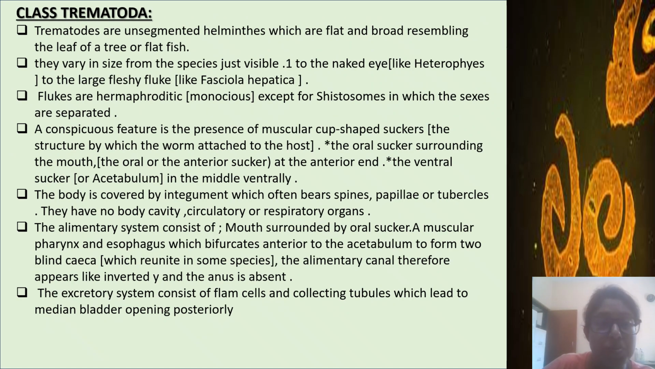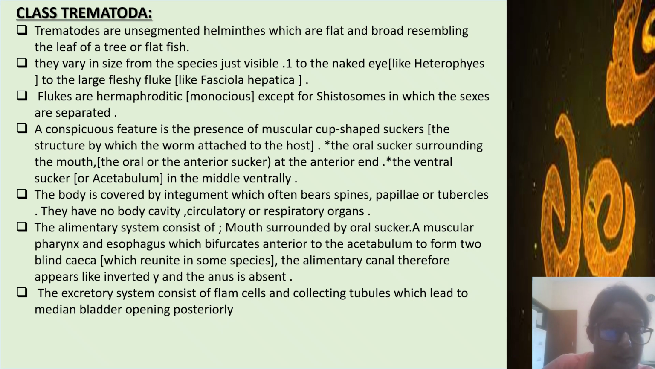Next class is class Trematoda. One, trematodes are unsegmented helminths, which are flat and broad, resembling the leaf of a tree or a flatfish. Two, they vary in size from species just visible to the naked eye, like Heterophyes, to the large fleshy fluke like Fasciola hepatica. Flukes are hermaphroditic, which means they are monoecious, except for Schistosoma, in which the sexes are separated.